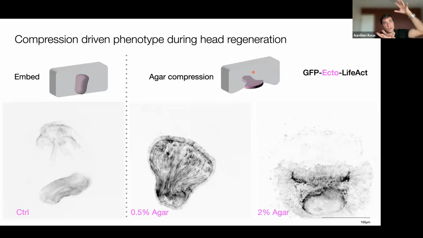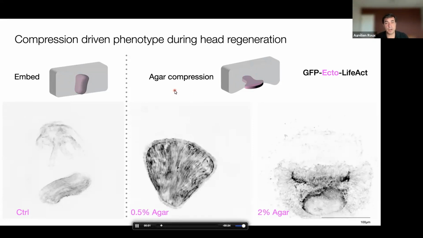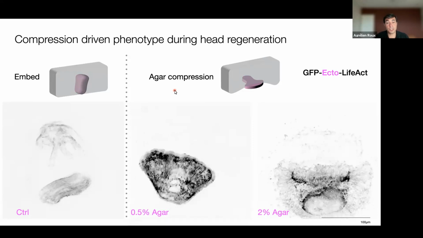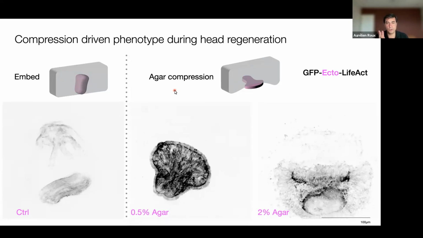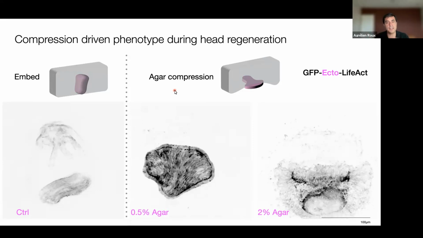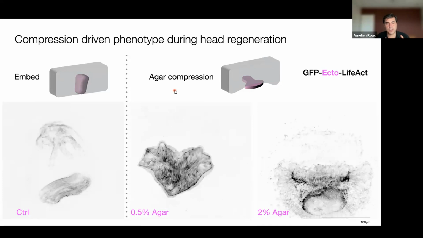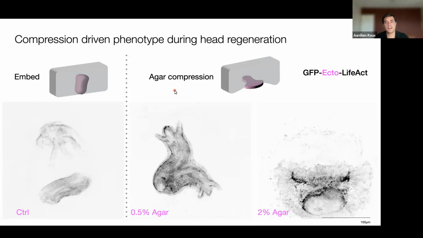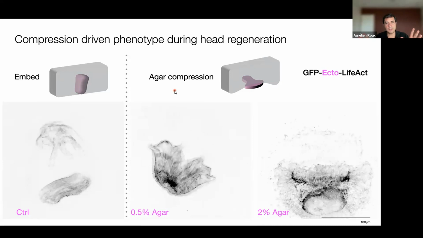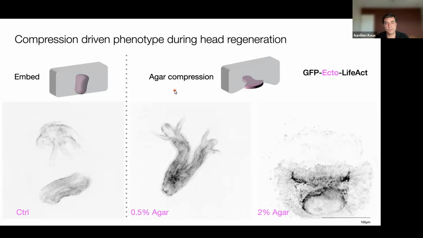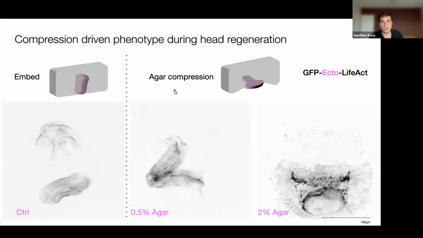So she took the animal and put a slab of agar on top of the animal, compressing it a little bit. And in this case, she observed a striking phenotype, which is the formation of 2 heads. And you see it here. And you see very well also the actin organization in this movie. And you see the 2 heads forming, and it's really an axis duplication. You see that there's 1 foot and 2 heads. And that was actually never seen before.